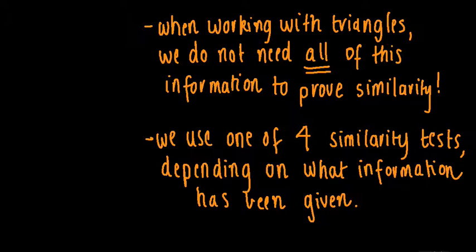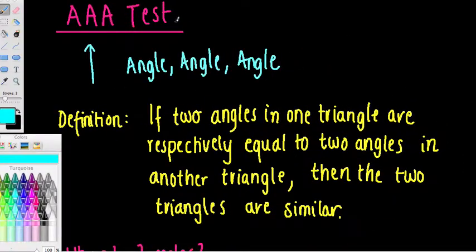Alright, the first one that we look at is called the AAA Test. Now, why is it called that? Well, very simply, it stands for angle, angle, angle. And what this means is that the 3 angles in the 2 different triangles are the same. So I don't mean that they're all the same as in 60, 60, and 60. I mean that the corresponding angles in the 2 triangles are equal.